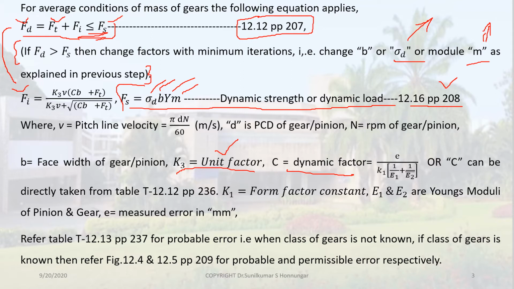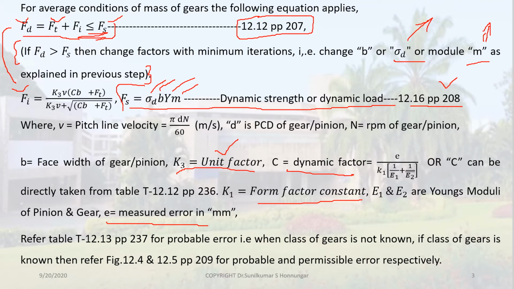What is E? E is the measured error, that is the error in the profile, in millimeter, and K1 is the form factor constant. Again, for 14.5 degree, 20 degree, stub tooth and all, you have different values in the data book. Do refer to that.